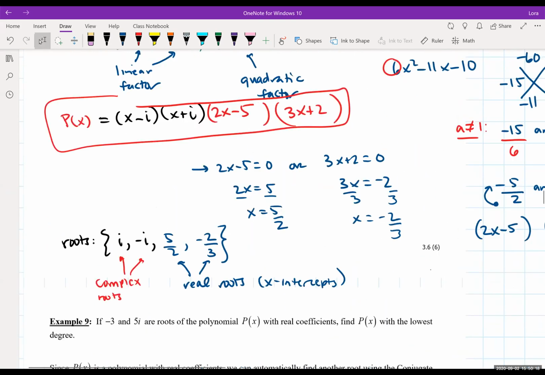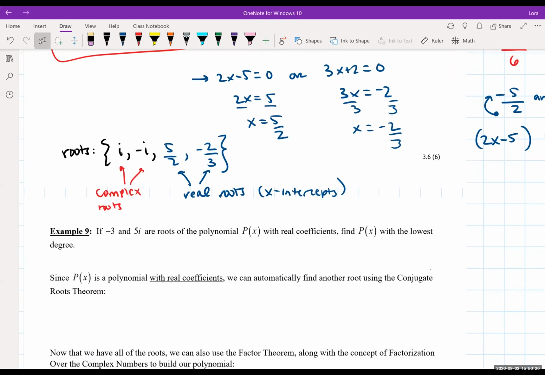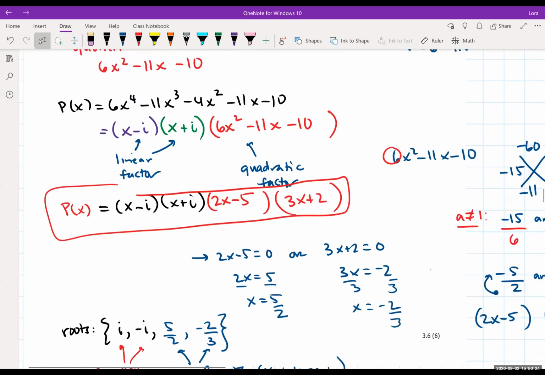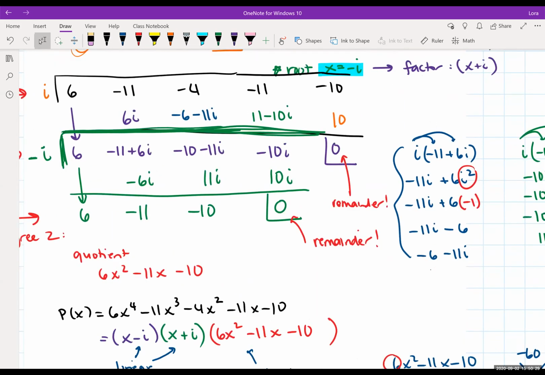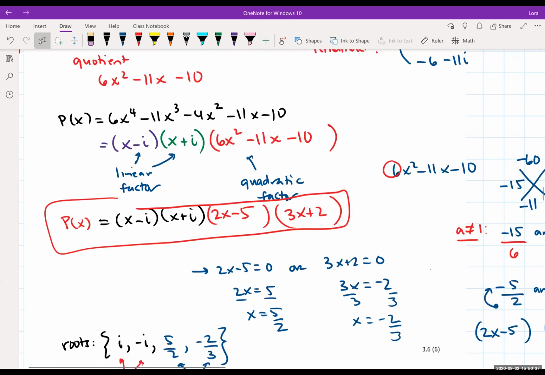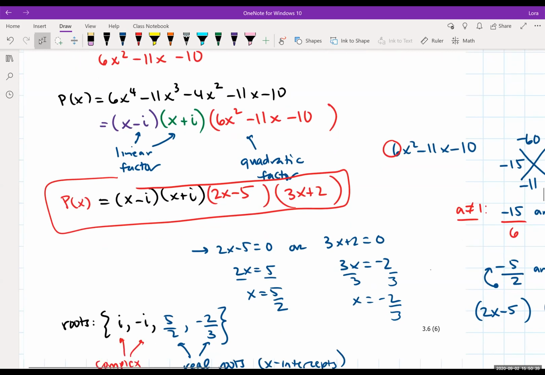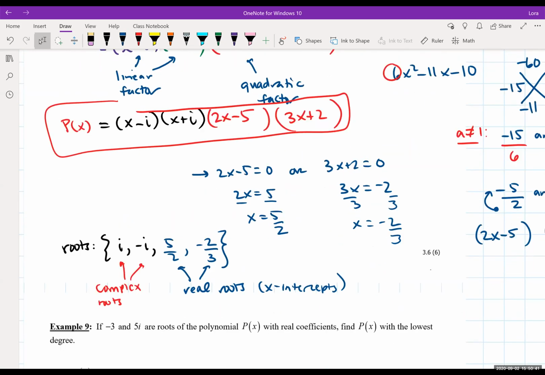So I encourage you to practice these problems in the homework. It may seem like a lot of steps at first, but you're really utilizing your concepts of synthetic division, what happens when you multiply complex numbers, and again, factorization comes back once again. So hope this helps, gives you some practice. Just take a look at the homework, and I'll see you in the next example.